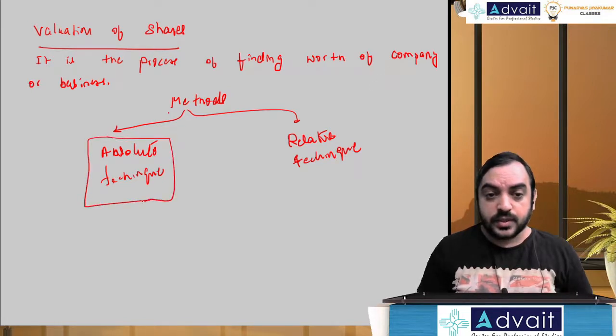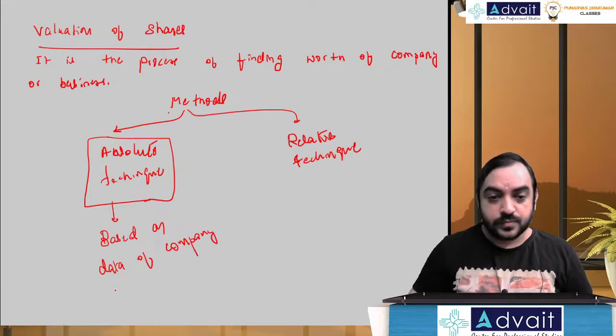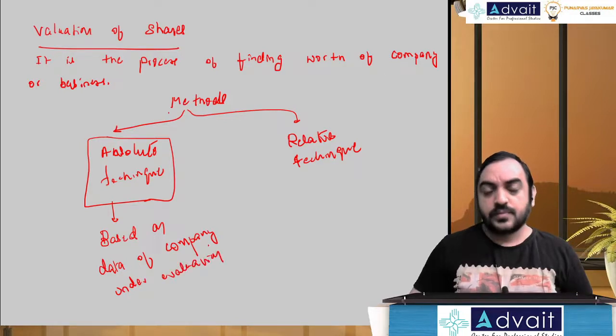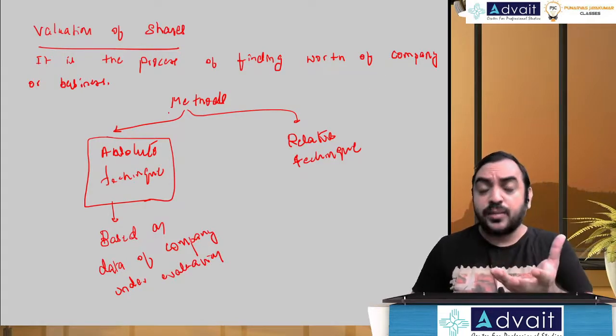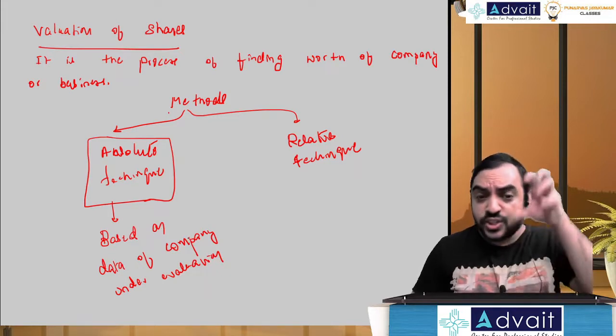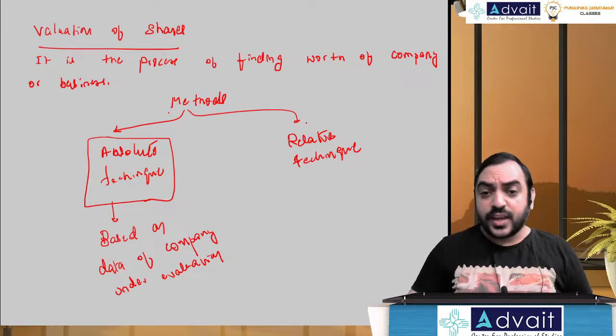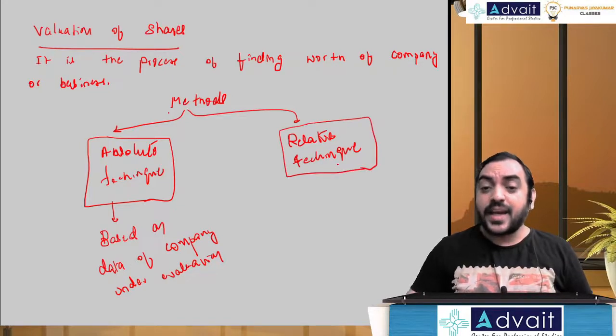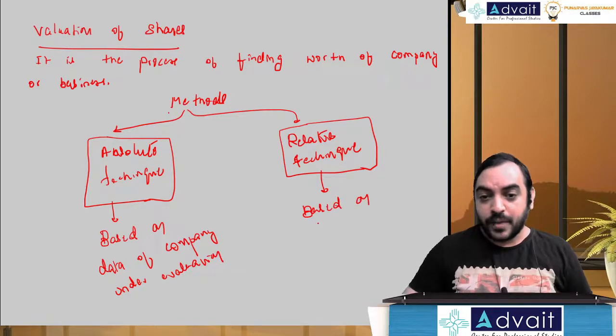That is based on data of the particular company, the company under evaluation. We are looking at that company's assets, what liabilities they have, what income they have, everything based on that particular company. Whereas relative technique is a comparison method, based on the comparison method.